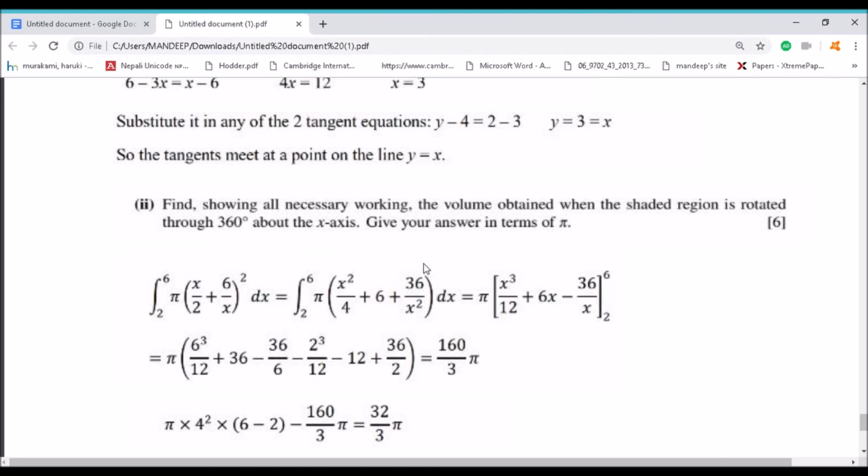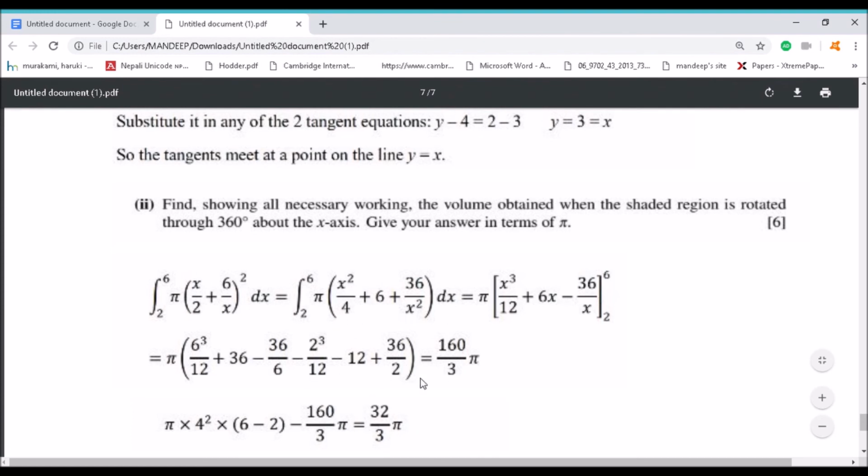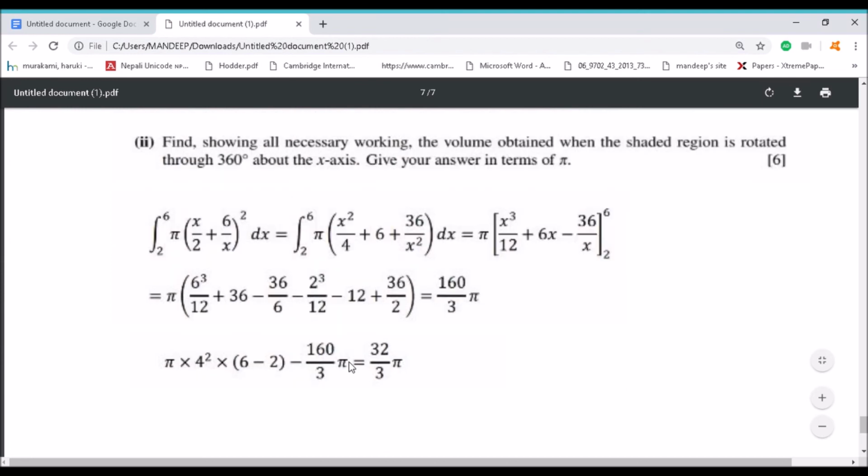So you just expand this, which is going to be pi times (x cubed over 12 plus 6x minus 36 over x). So you just replace 6 and 2 and you get 160 over 3 pi. And this is going to be pi times 4 squared times 6 minus 2. So you just calculate this, pi times 4 squared. You replace this by 6 and 2 and you subtract, and you get 32.